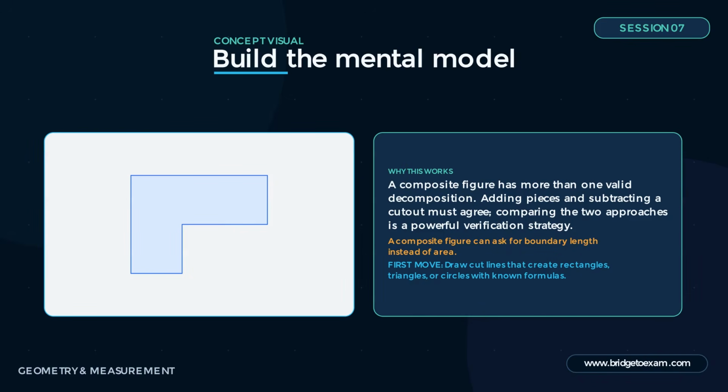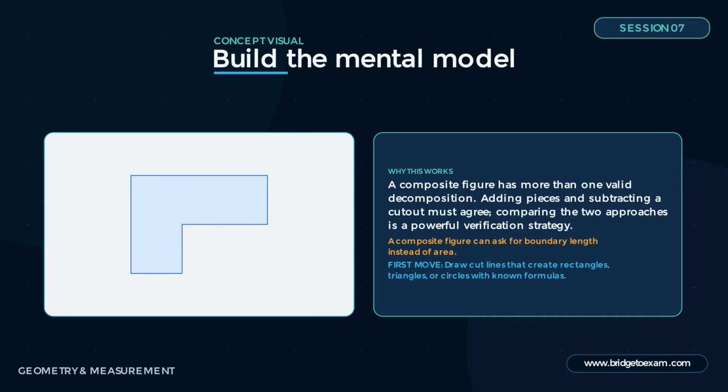Here is the central reasoning. For an L-shaped floor, one valid plan may be a large 10 times 8 rectangle minus a 4 times 3 corner. Another plan may split the L into two rectangles. Both must give 80 minus 12 equals 68 square units.